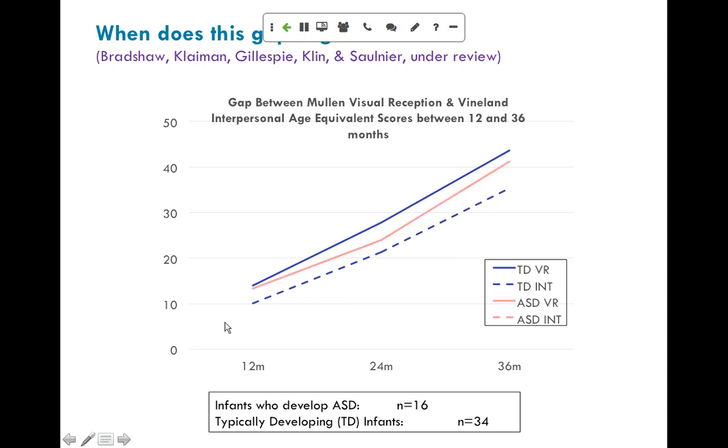Here are the children with autism who are diagnosed by age 3. They have no difference in their nonverbal cognition. There's no significant difference between these two lines here. But here are their adaptive interpersonal scores. So that gap is widening as early as 12 to 36 months. And this is a paper with Jessica Bradshaw, who used to be my postdoc, who now is a licensed clinical psychologist and on faculty at the University of South Carolina.